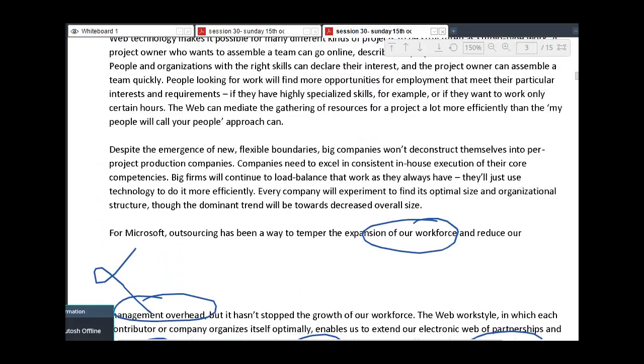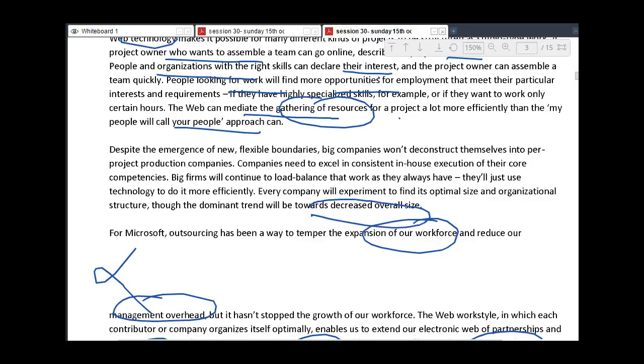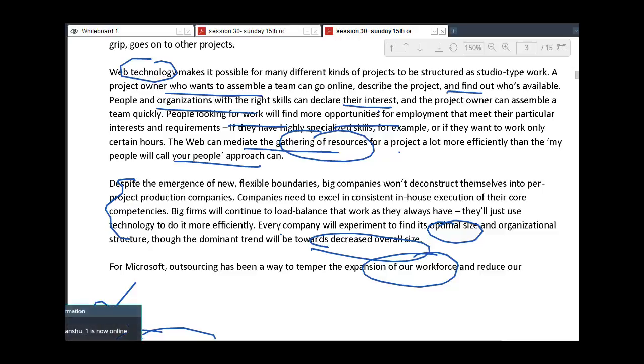So let's go to the previous paragraph now. Decrease overall size. Again, the size factor has come into the picture. Are you getting my point? Every company will experiment to find its optimal size. That means again, size is the matter. So in every paragraph, I see that the author is basically concerned about the employee workforce. What is happening in all the paragraphs is technically what the entire passage is all about. You can't pick one idea from one paragraph and mark the answer.